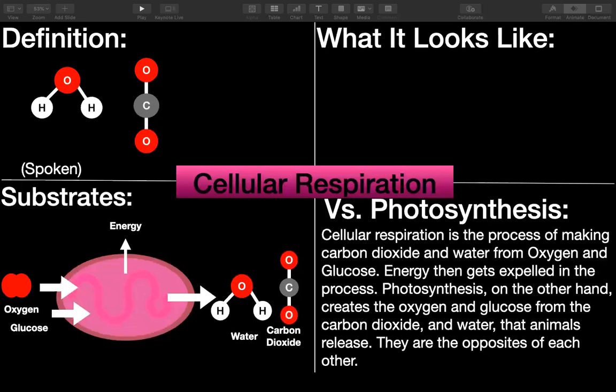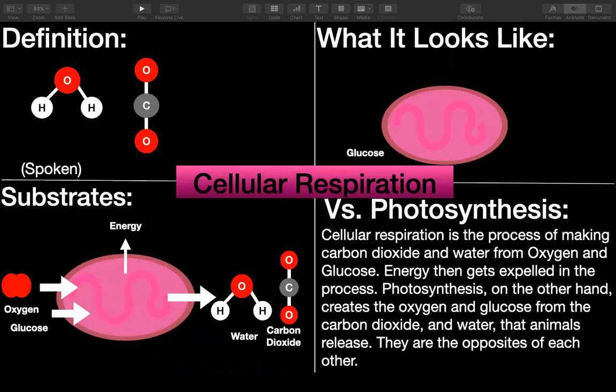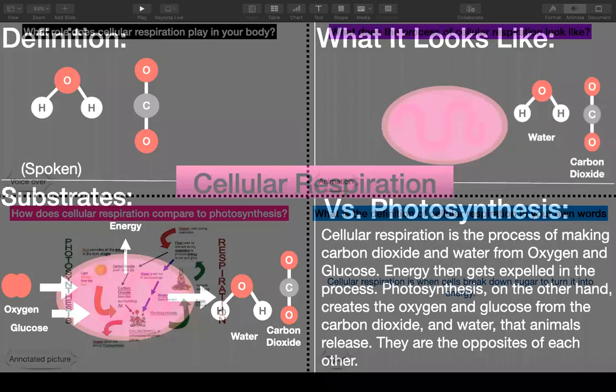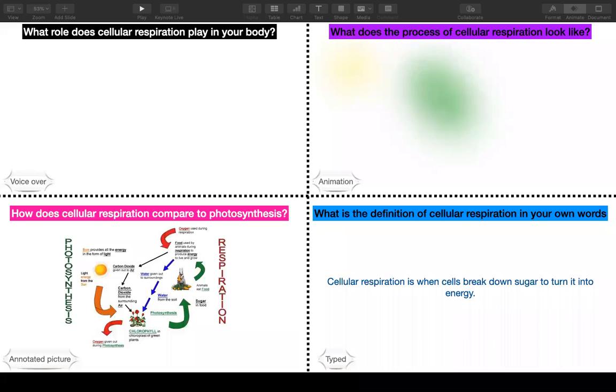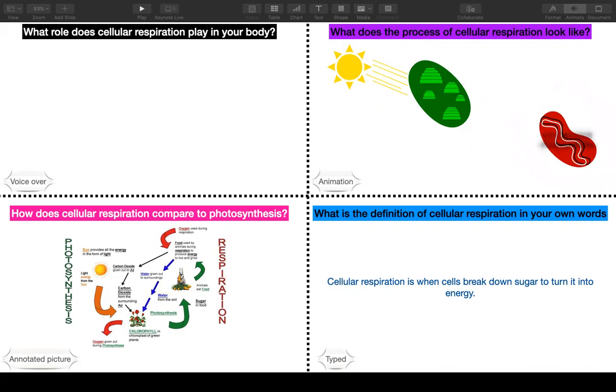Cellular respiration is where animal cells turn glucose and oxygen into carbon dioxide and water, releasing energy in the process. The cellular respiration system converts food into energy that the cells need to function in our bodies.